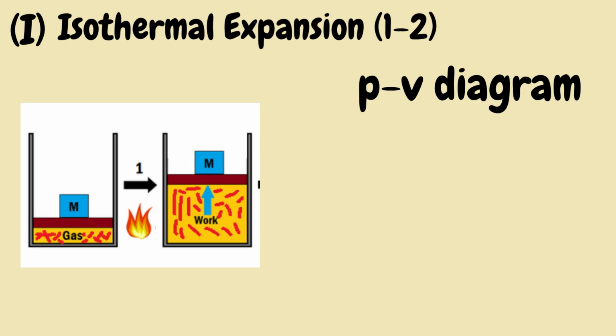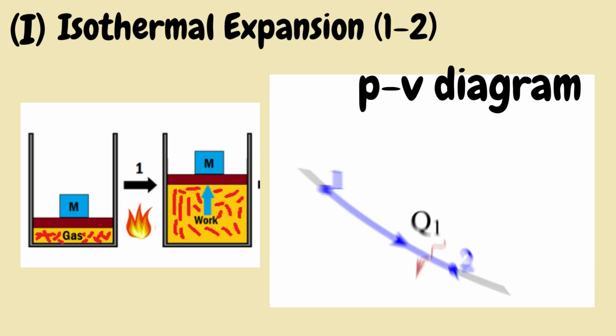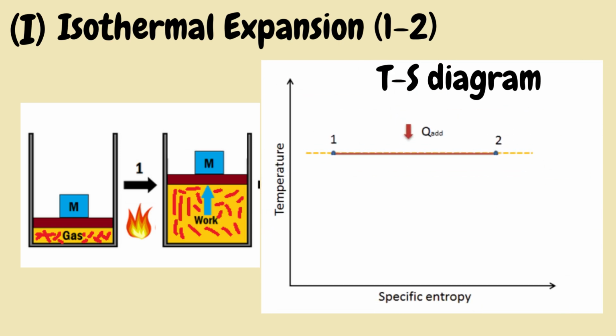On the PV diagram, the process appears as a downward-sloping isothermal curve. As volume increases, pressure decreases. The area under this curve represents the work done by the gas. Since the temperature is constant, internal energy remains unchanged. On the TS diagram, the process is represented by a horizontal line. Entropy increases. The area under the curve represents the heat absorbed from the hot reservoir.